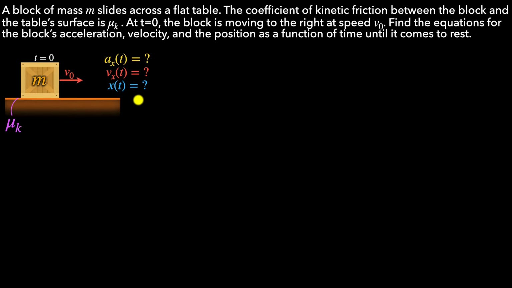rest. So we are given a scenario, and our goal is to build equations for the acceleration, velocities, and the positions. So how do we do that? Well, the first and the big question for us is, what exactly is this mu k, the coefficient of kinetic friction? Well, we probably know that whenever something is sliding, or it's attempted to slide on a surface, there is a force that tends to oppose that sliding or attempted sliding.